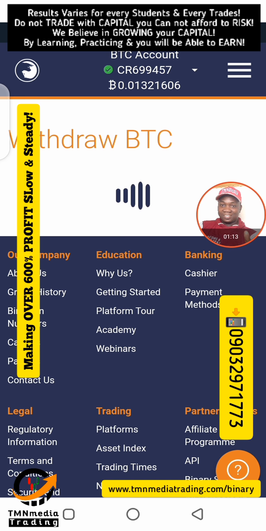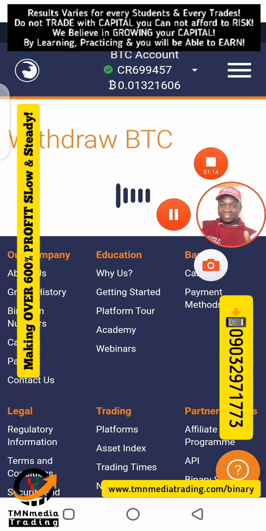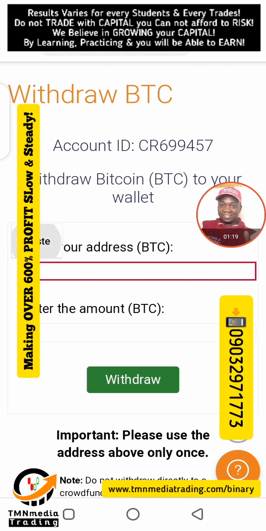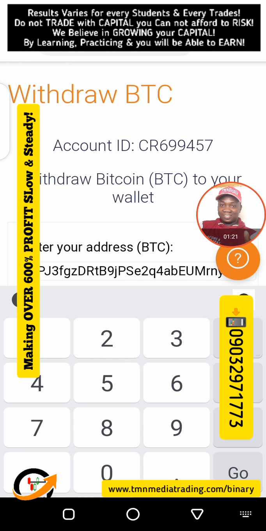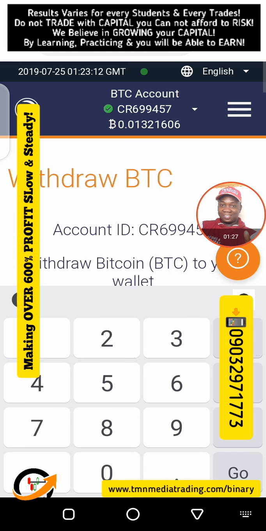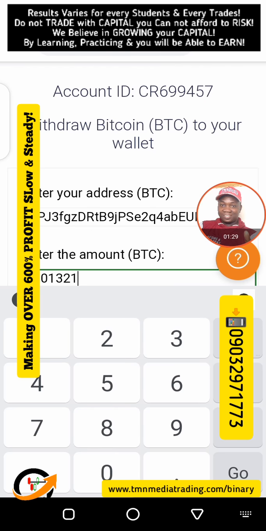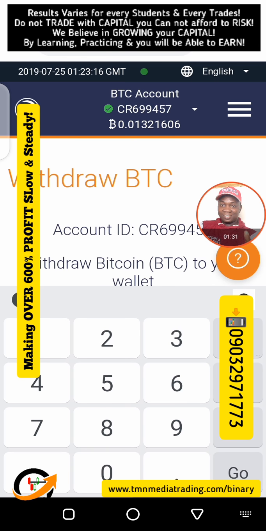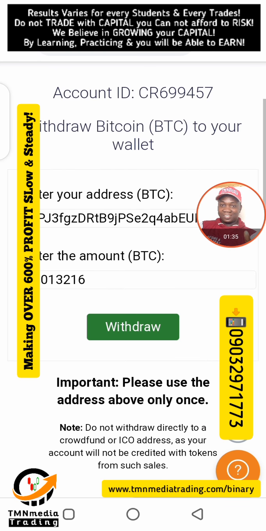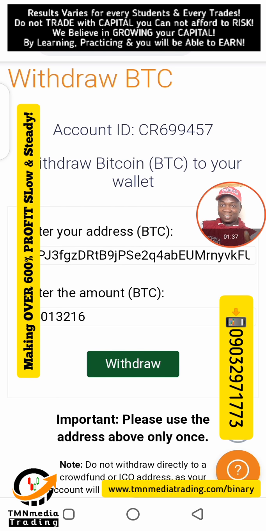Now I'm going to pause this so that it's faster. Okay, so I want to withdraw this. I've already copied my wallet address, and I'm also going to be entering the whole amount. 13216. Okay, that's just about it. So I'm going to be clicking on withdraw.